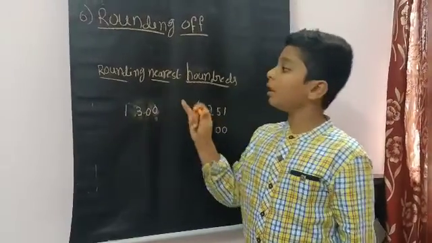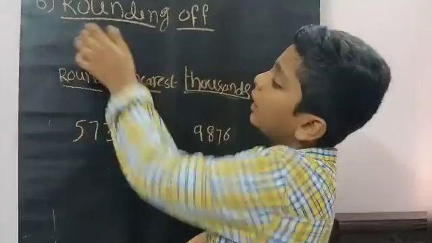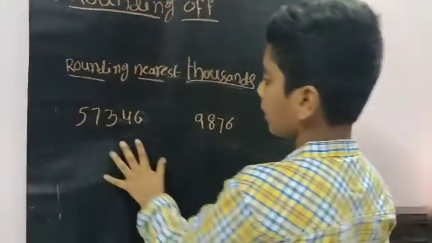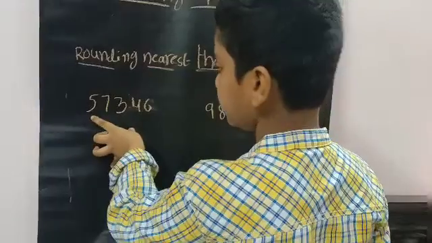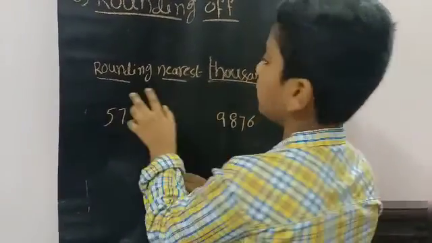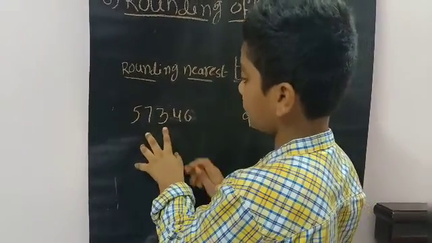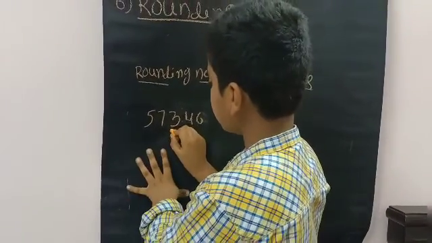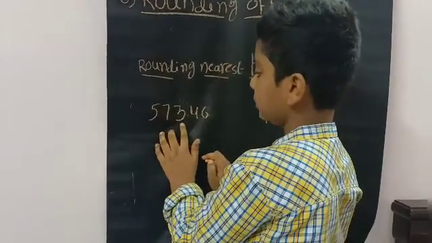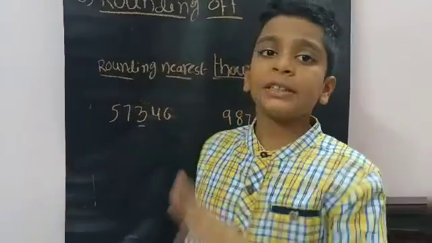Now I'll tell you about rounding off to the nearest thousands. Okay, next one. Rounding to the nearest thousands. I take two examples. The first example is 57,346. It's rounding off to the nearest thousand. So you should check the digit before the thousands, which is the hundreds place. So you should check the hundreds place. Here it is 3. 3 is less than 5.